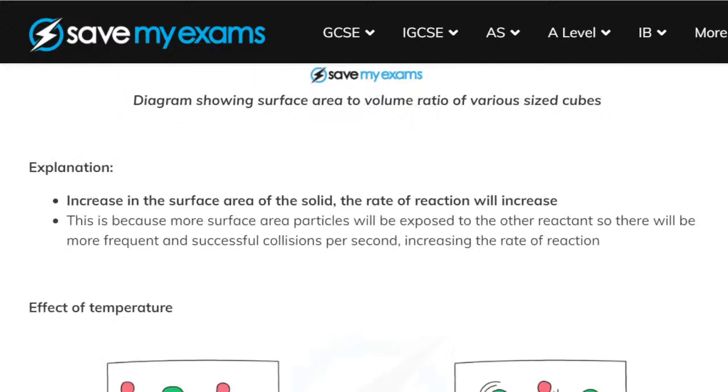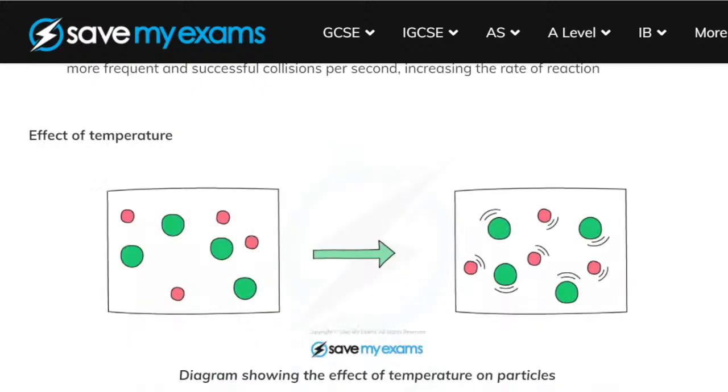Let's move on now to the effect of temperature. An increase in temperature will lead to an increase in the rate of a reaction. It's as simple as that. When I increase my temperature, I will simply have a faster rate of reaction. So it's as easy as that.